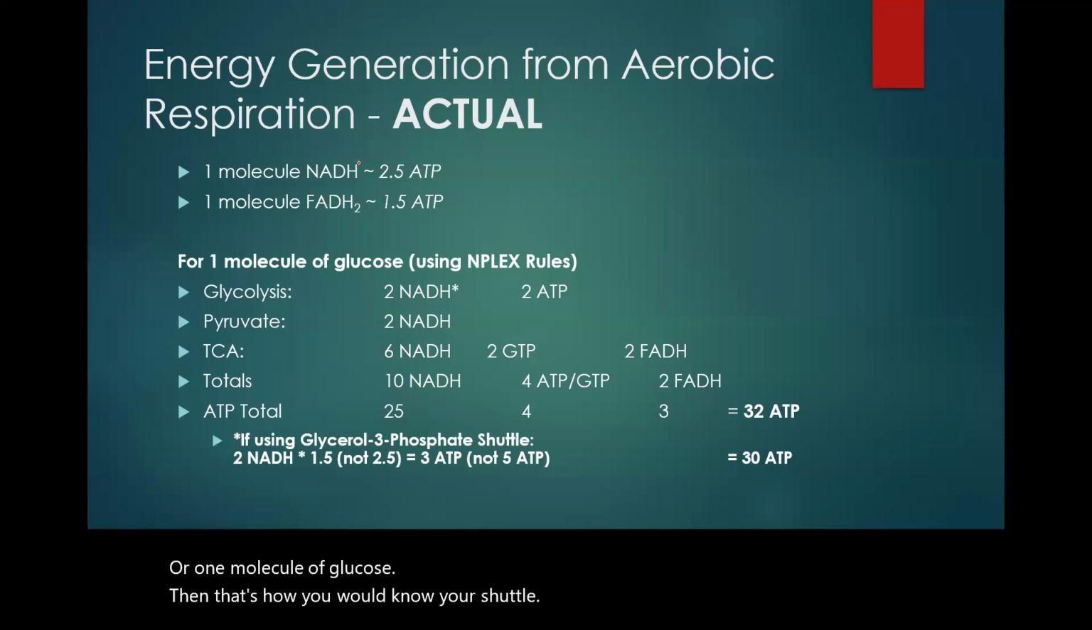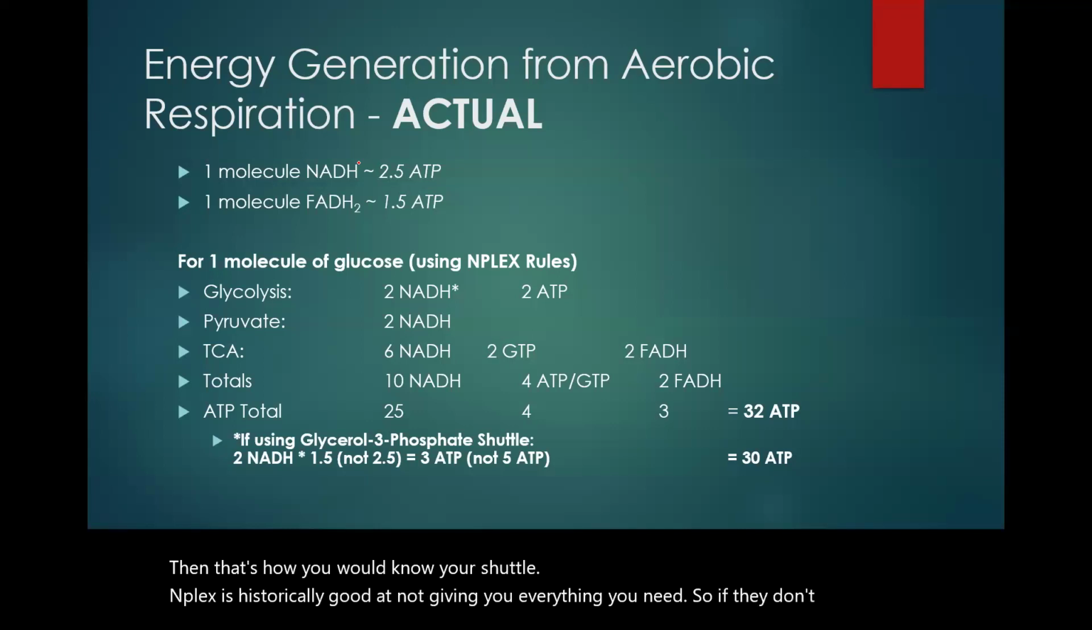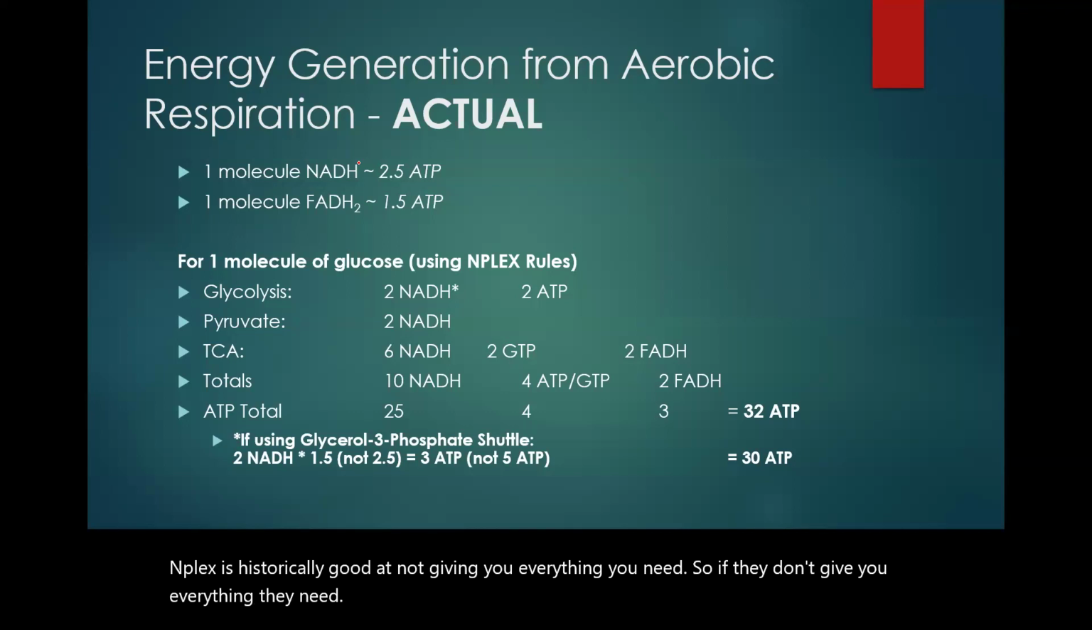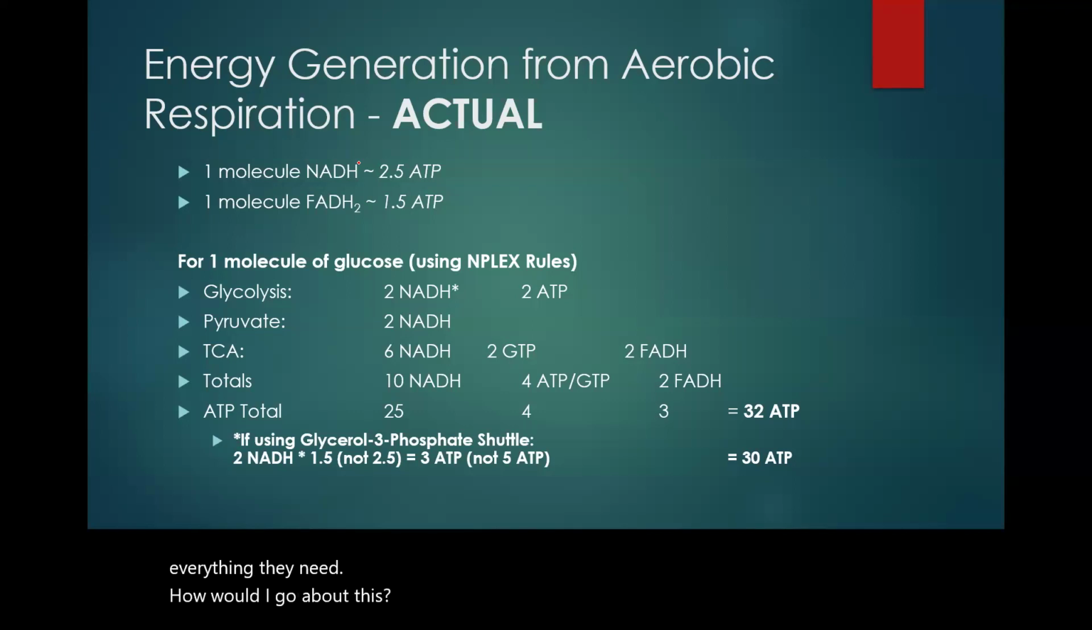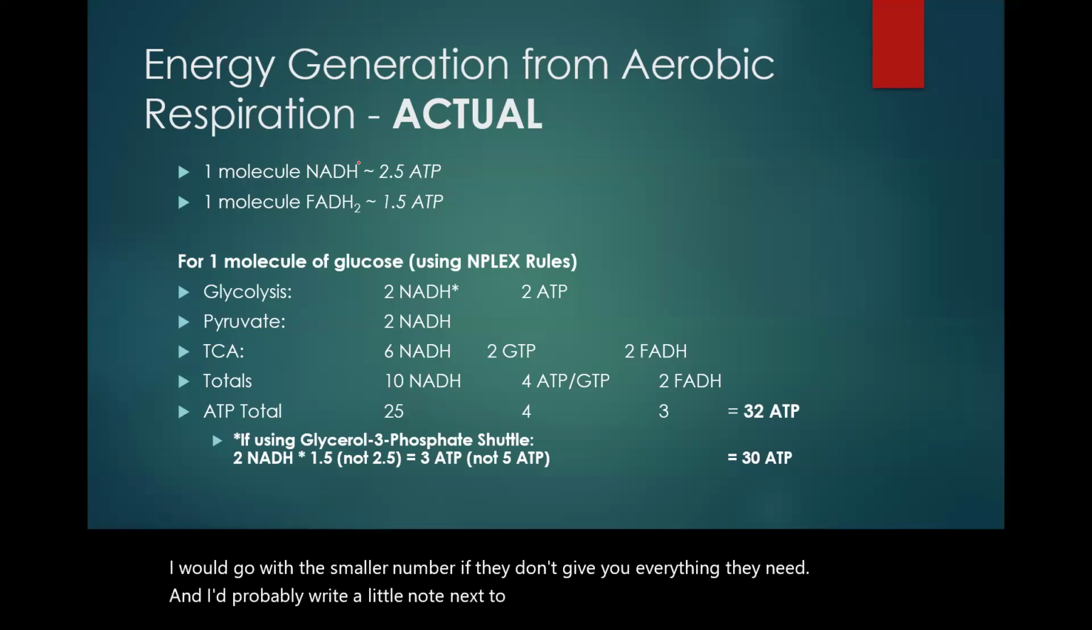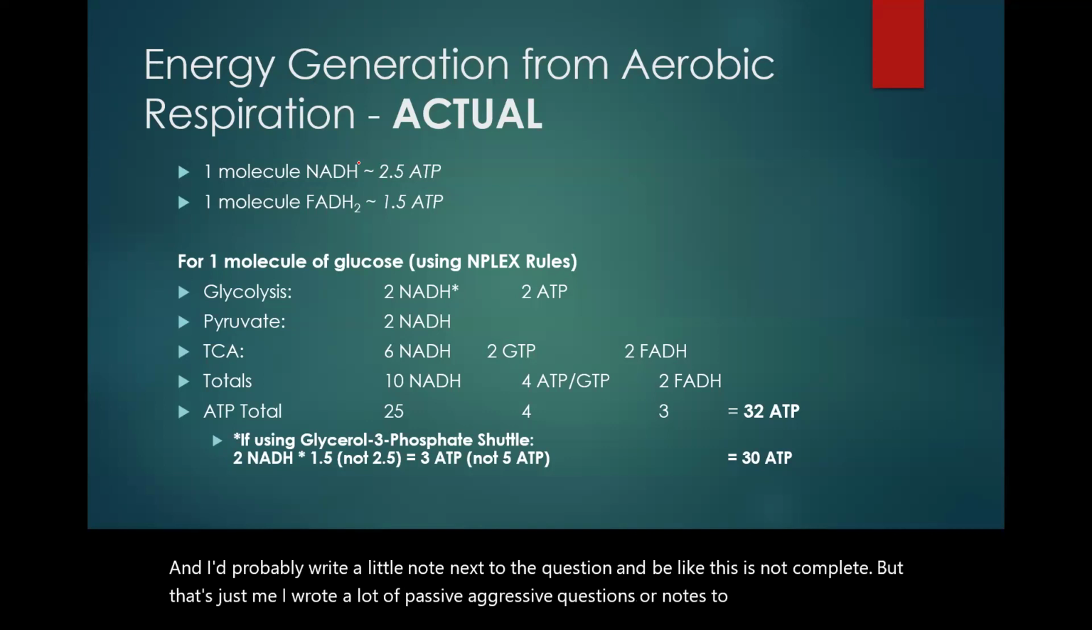NPLEX is historically good at not giving you everything you need. So if they don't give you everything they need, how would I go about this? I would go with the smaller number. And I'd probably write a little note next to the question and be like, this is not complete. But that's just me. I wrote a lot of passive aggressive notes to my question writers on my NPLEX exam.